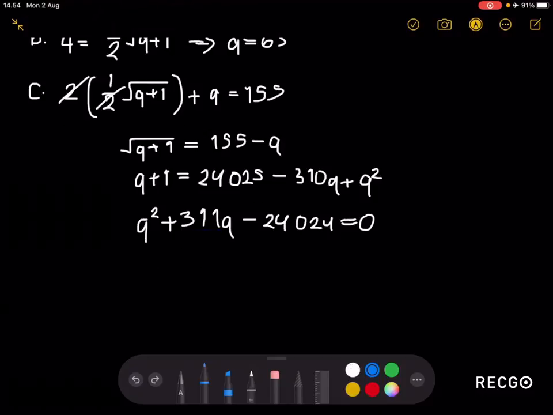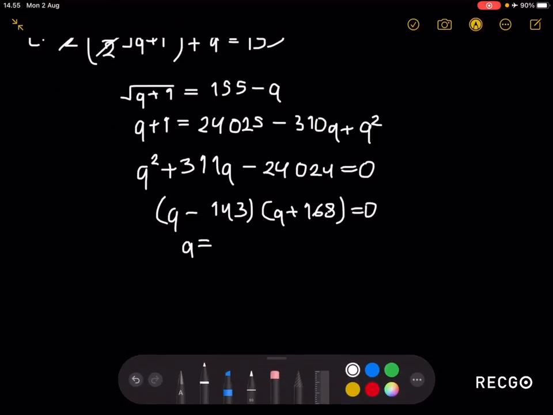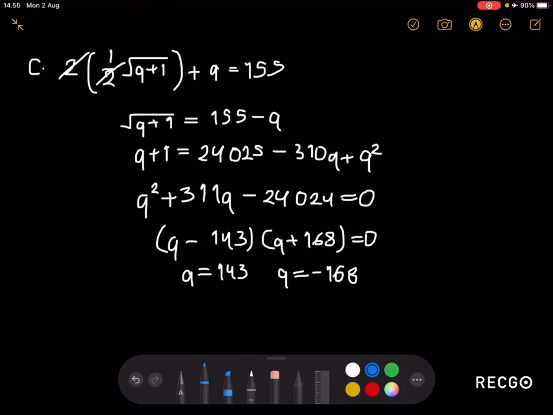Although our numbers right here are pretty big, I can tell you that this factors nicely into q minus 143 times q plus 168. This renders two solutions being q equals 143 and q equals negative 168. However, q equals 143 is the one and only valid solution to this problem. Because notice that if you substitute the value of q being negative 168 into p, the square root of q plus 1 will not be a real number. So we can't have that.